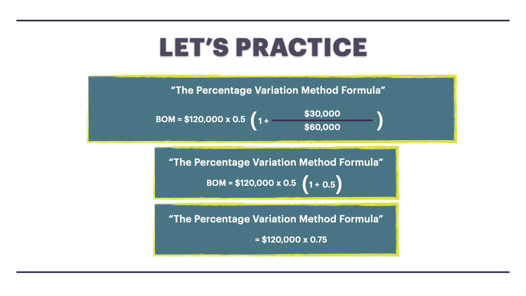So let's go ahead and break this formula down even more. We take the $30,000 and divide that by $60,000. That gives us 0.5. So we take 1 and add that to 0.5. Then we multiply 1.5 by 0.5. This gives us 0.75. We now take $120,000 and multiply that by 0.75, which gives us $90,000.